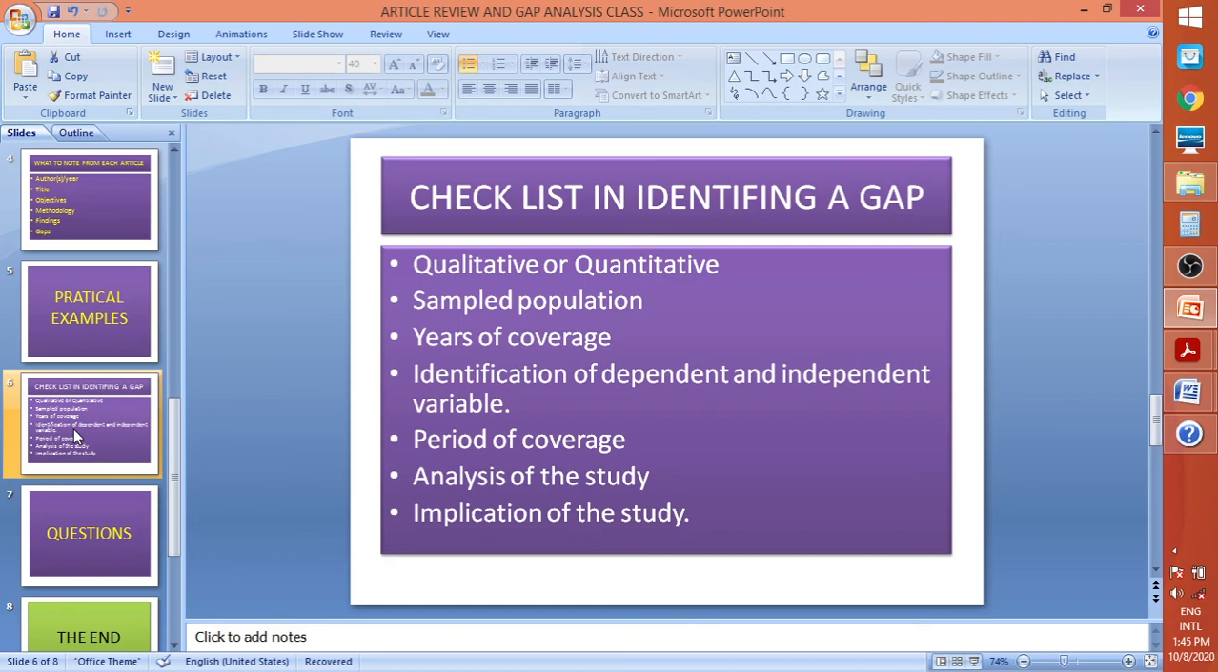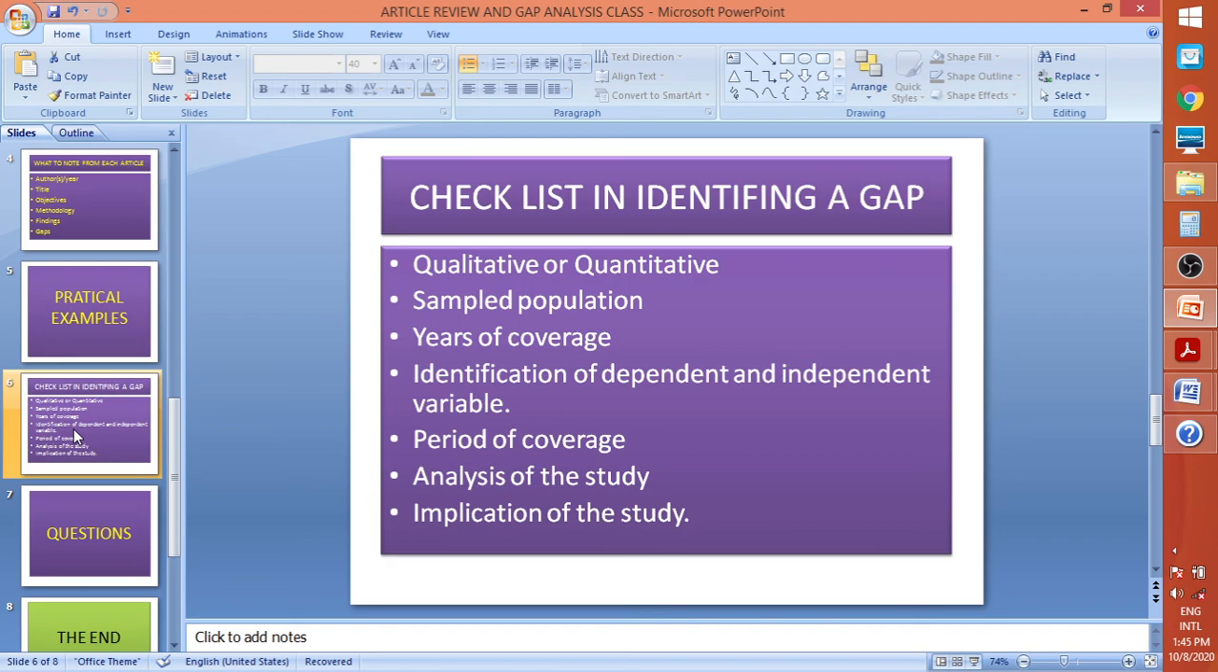Exactly. So the next thing is identification of dependent and independent variables. Some of the articles, if you go through them, do not identify which is their dependent and which is their independent variable. When you come across such an article, automatically you can use this as a gap: that the study was not able to identify the dependent and independent variables. Full stop. That's a gap.